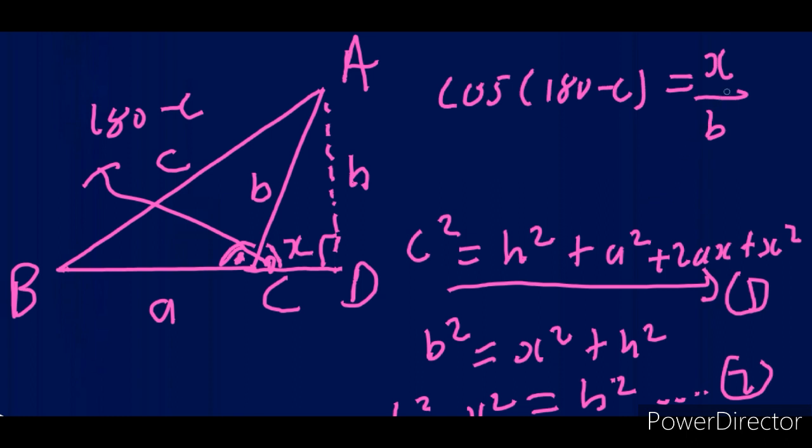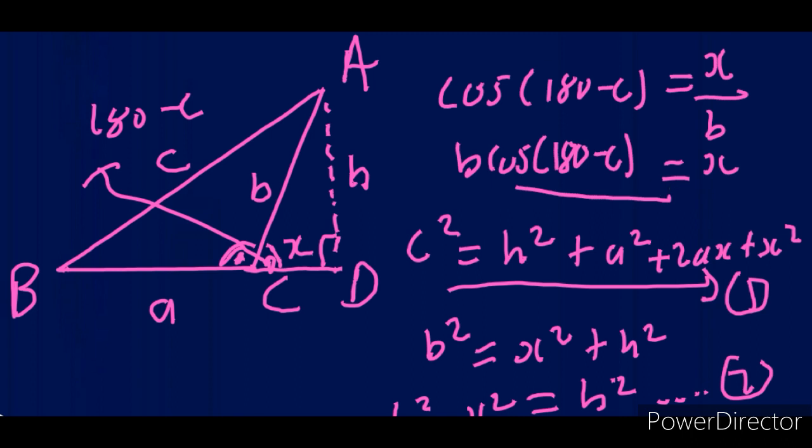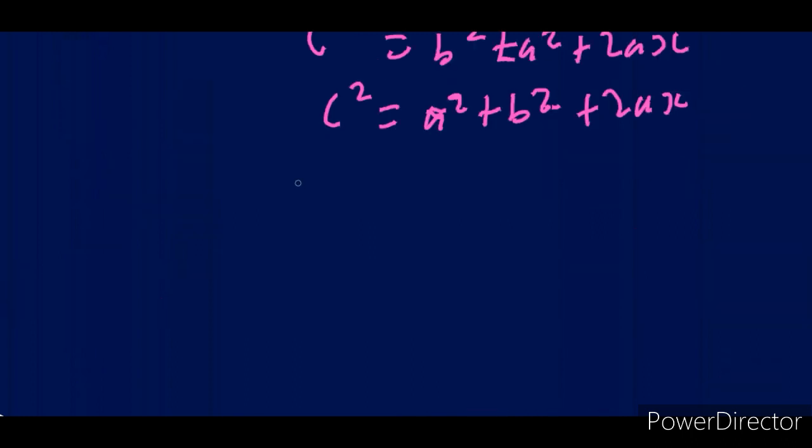We also want to get rid of x because the formula does not have x. So we have to make it the subject of the formula. In order to do that, we have to multiply both sides by b. So we're going to end up having b cos 180 minus C, and this part will be equal to x. So we've created our fourth equation: b cos 180 minus C is equal to x.